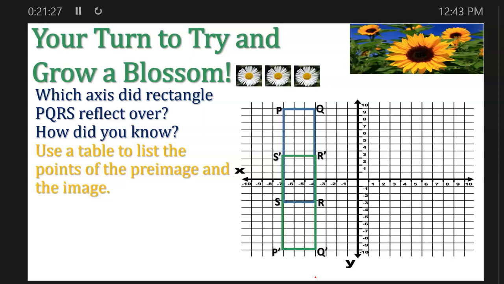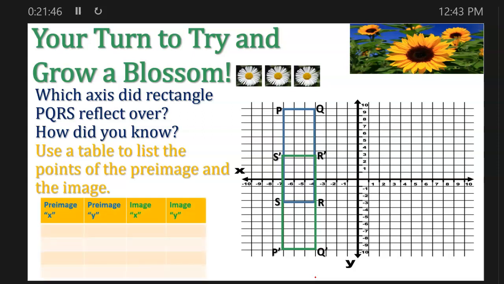Your turn to try and grow a third blossom. Which axis did rectangle PQRS reflect over, and how do you know? So we have a transformation that occurred here, and it is a reflection, but which axis line did it reflect over? You can use a table, such as this table here, to list your points for the pre-image and the image, and sometimes seeing the points can help you determine which axis line it did indeed reflect over.